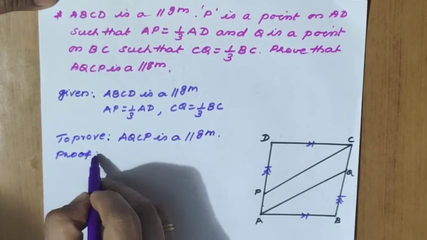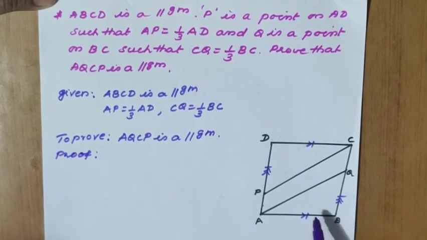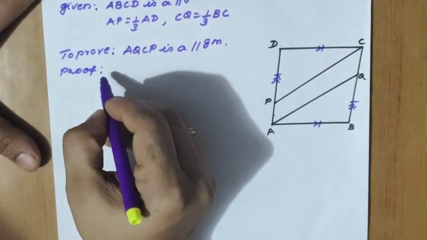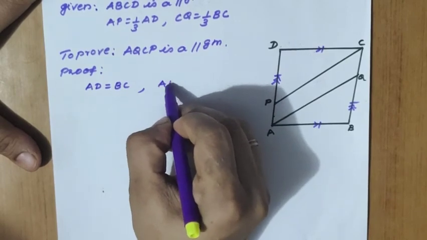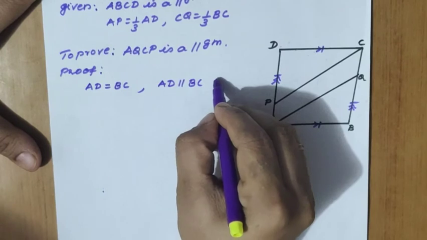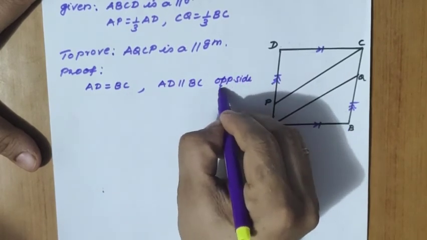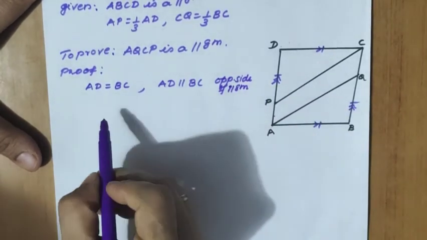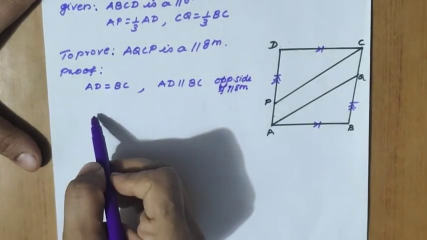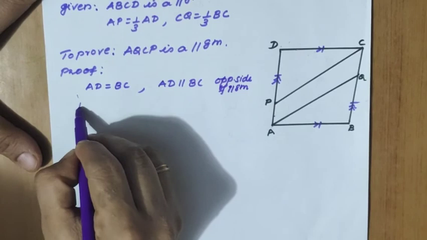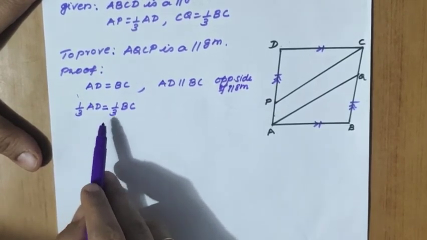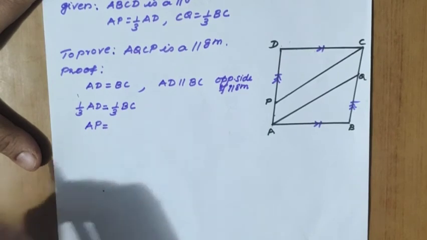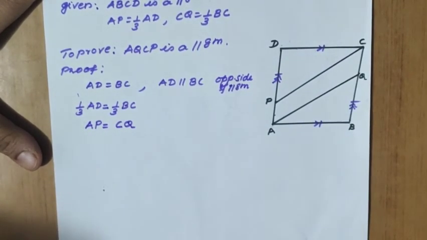Now we can see the proof. If it is a parallelogram, what we can say about AD and BC? Opposite sides of the parallelogram are equal. That is BC equal to AD. So I'll write first step that AD equal to BC. And also what we can write, AD parallel to BC. What is the reason? Opposite sides of the parallelogram. Now AD equal to BC. Now half of equals are equal, always we have written. This time we are going to write, 1/3 of AD is definitely equal to 1/3 of BC. So according to the question, 1/3 of AD means it is AP and 1/3 of BC means it is CQ. So we got AP equal to CQ.